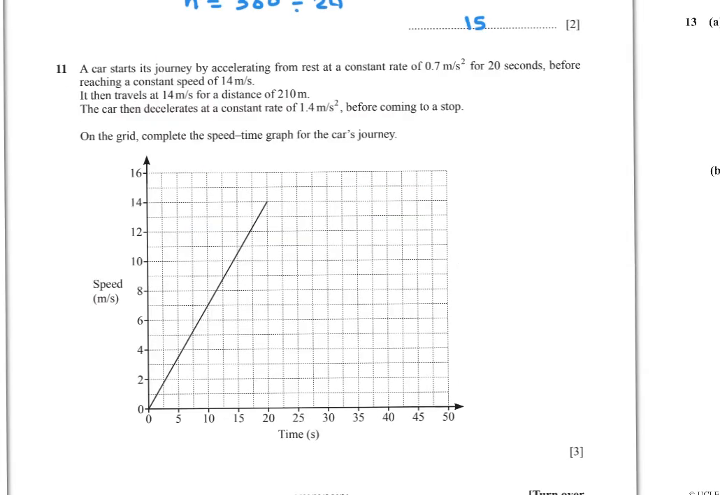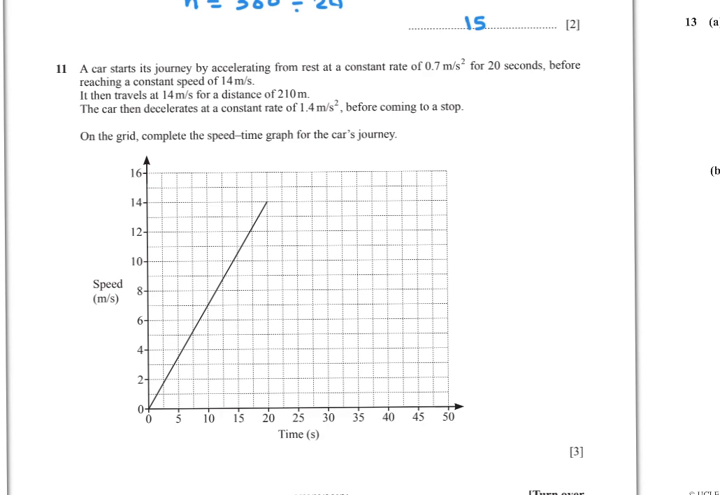Number 11, a car starts its journey by accelerating from rest at a constant rate of 0.7 meter per second squared for 20 seconds before reaching a constant speed of 14 meter per second. It then travels at 14 meter per second for a distance of 210 meter. The car then decelerates at a constant rate of 1.4 meter per second squared before coming to a stop. On the grid, complete the speed time graph for the car's journey.